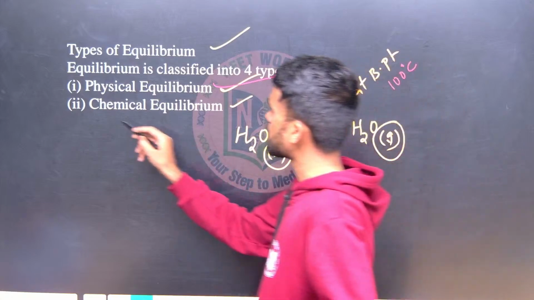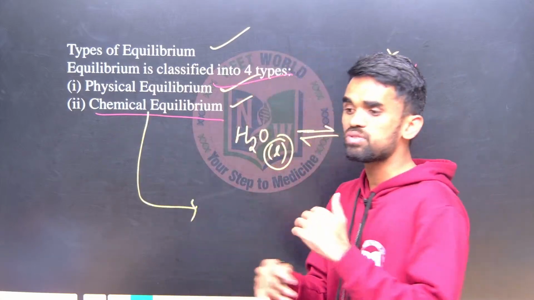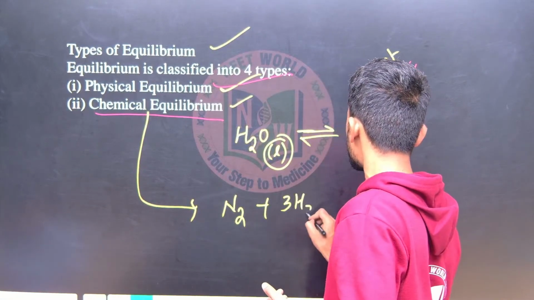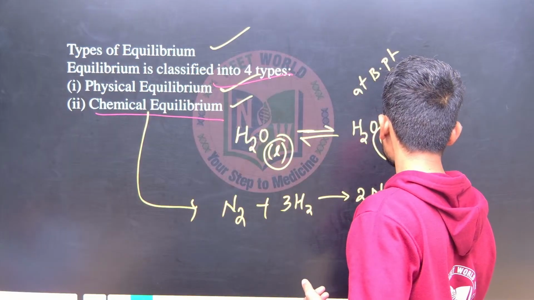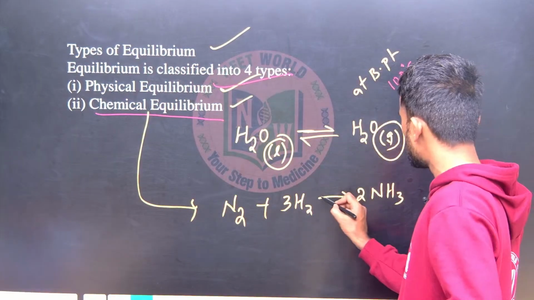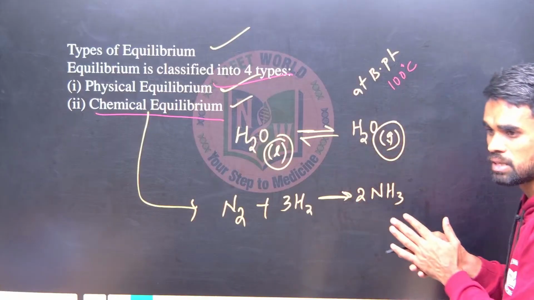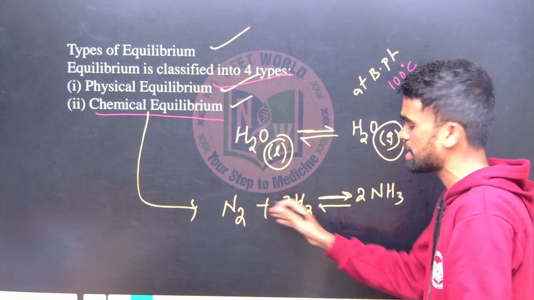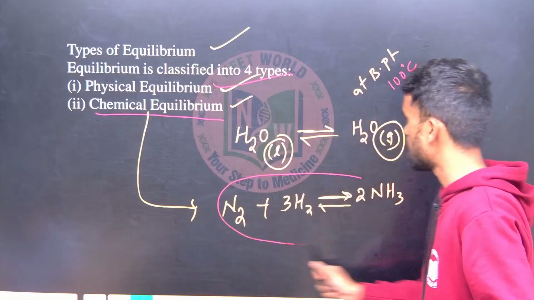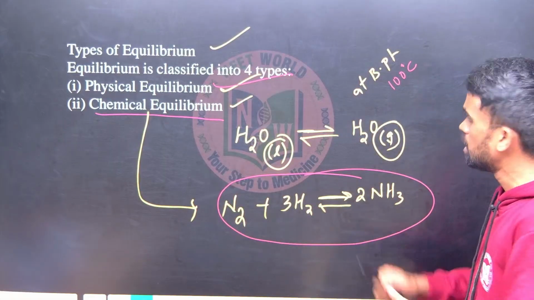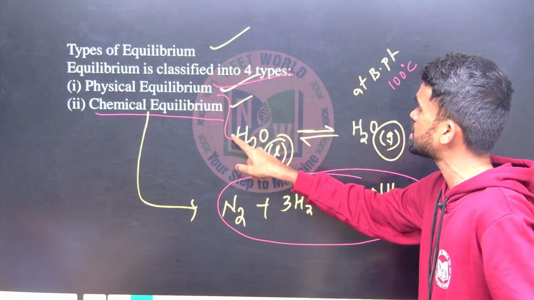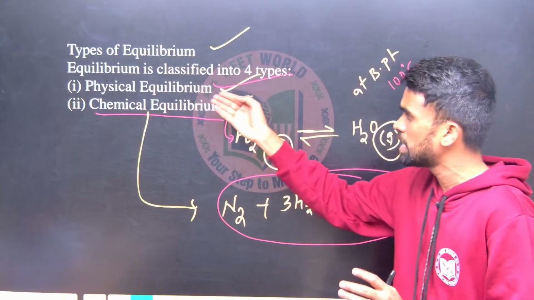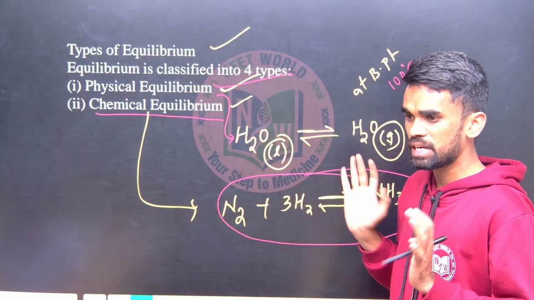Now there is chemical equilibrium, which means a chemical transformation is taking place. For example, ammonia formation: N2 plus 3H2 gives rise to 2NH3. What happens during this Haber's process? First of all, some amount of ammonia is formed. After that, the ammonia formed here decomposes to give the starting materials, the reactants. This is a reversible reaction where chemical species are involved, whereas in the first case only physical states, the liquid phase and gaseous phase of water, are involved. I hope you got some clarity on what exactly physical equilibrium and chemical equilibrium mean.